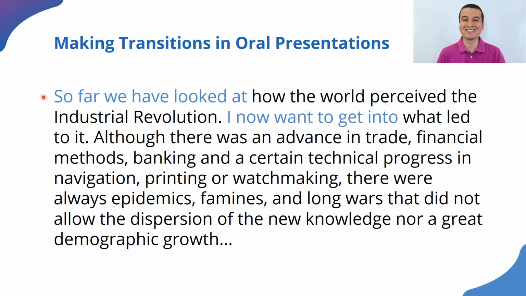So far, we have looked at how the world perceived the Industrial Revolution. I now want to get into what led to it. Although there was an advance in trade, financial methods, banking, and a certain technical progress in navigation, printing, or watchmaking, there were always epidemics, famines, and long wars that did not allow the dispersion of the new knowledge nor a great demographic growth. All right, thank you.